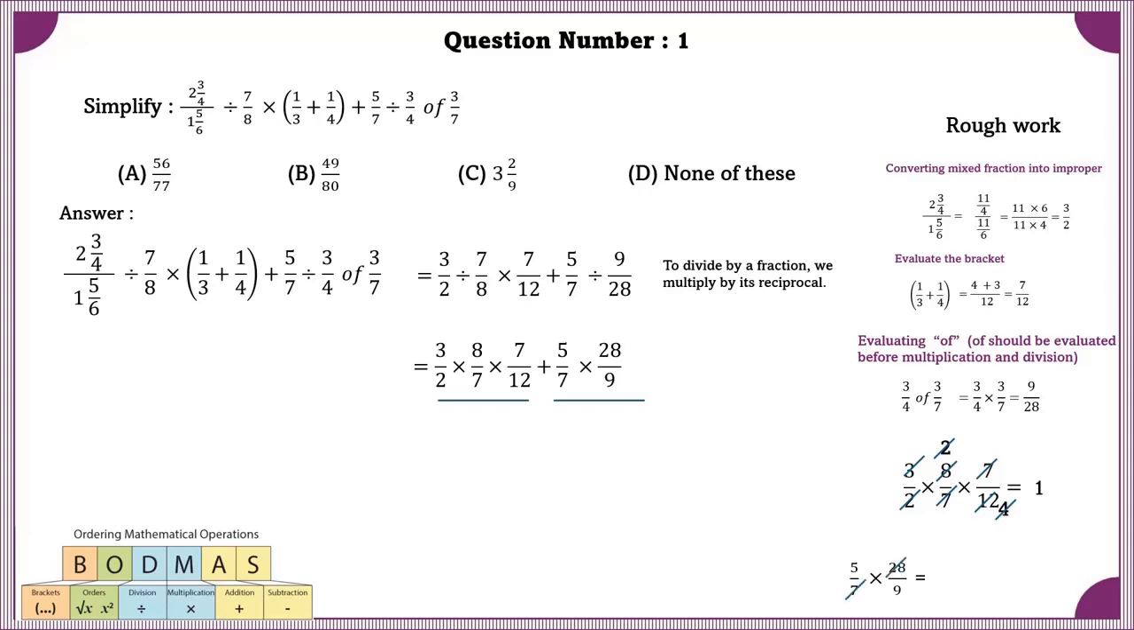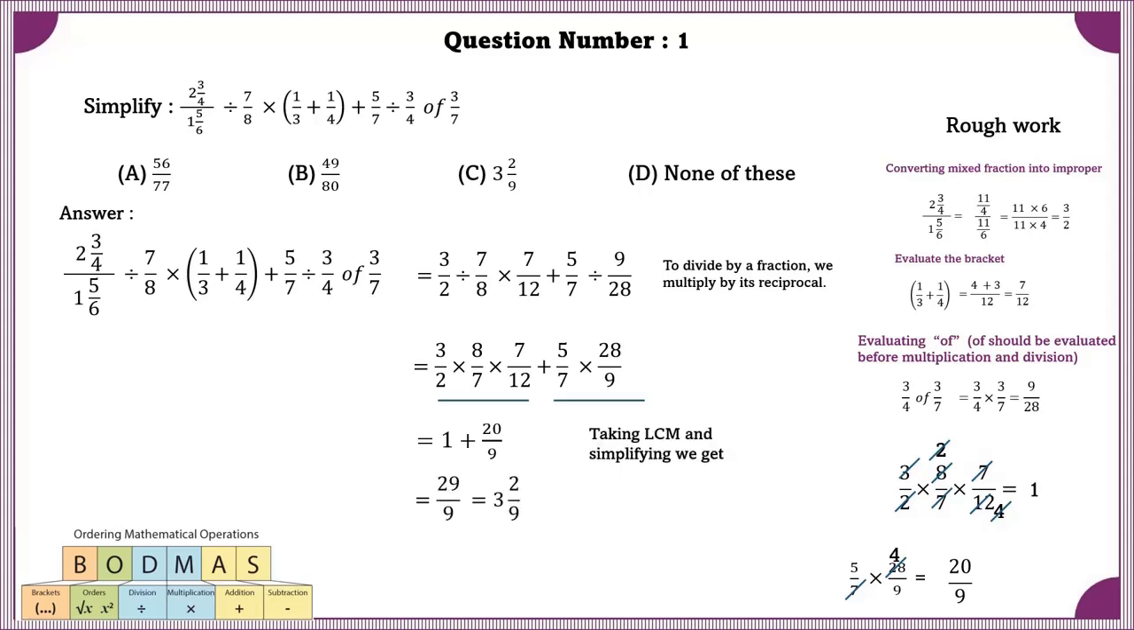So, we can cancel 7 and 28 and write 28 there as 4. Therefore, we will get 20 by 9. Therefore, after simplifying both the terms separately, we will get 1 plus 20 by 9. Now, we have to take the LCM and simplify. So, if we take the LCM, we will get 29 by 9. Converting the improper fraction into mixed, we get 3 2 by 9.